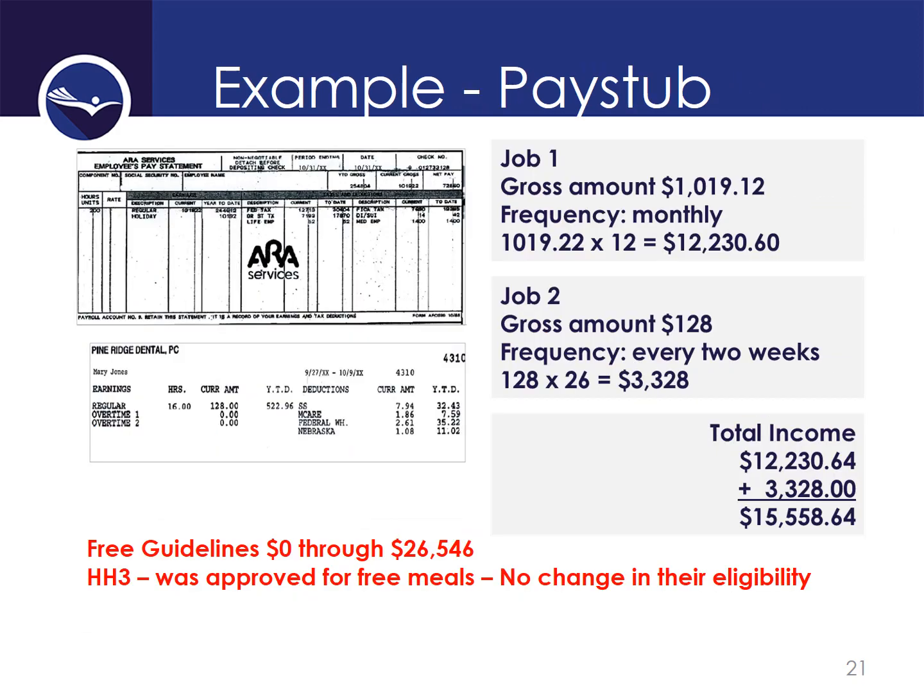Let's look at an example of calculating income from two pay stubs. Mary Jones is a single parent with 2 children who was approved for free meals based on a reported annual income of $15,000. She has provided 2 pay stubs. With Job 1, she is paid monthly, and with Job 2, she's paid every 2 weeks. Since there are multiple frequencies of income, we are required to calculate annual income. Districts are required to show their calculations. When we compare the household's total income to the eligibility guidelines, this household still qualifies for free meals.